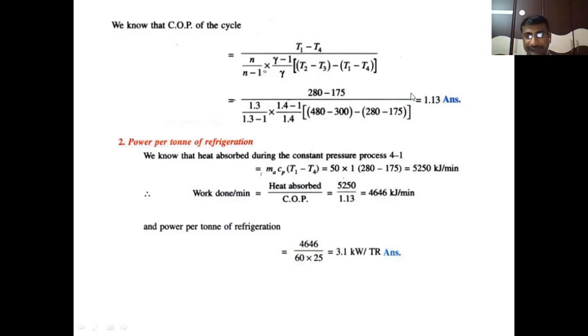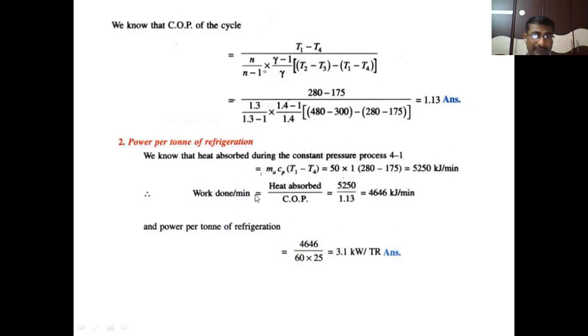Clear, students? Then the power required per ton of refrigeration was asked. We know the heat absorption during the constant pressure process 4-1 is m Cp (T1 minus T4). This is the heat extraction capacity, or heat absorbed by the cycle. Therefore, 15 into (280 minus 175), where T4 is what we calculated earlier, gives 5250 kilojoules per minute, the heat extraction capacity of the system. Otherwise, 25 tons of refrigeration is given, and 25 into 210 also gives 5,250 kilojoules per minute. This is the refrigeration effect of the cycle.